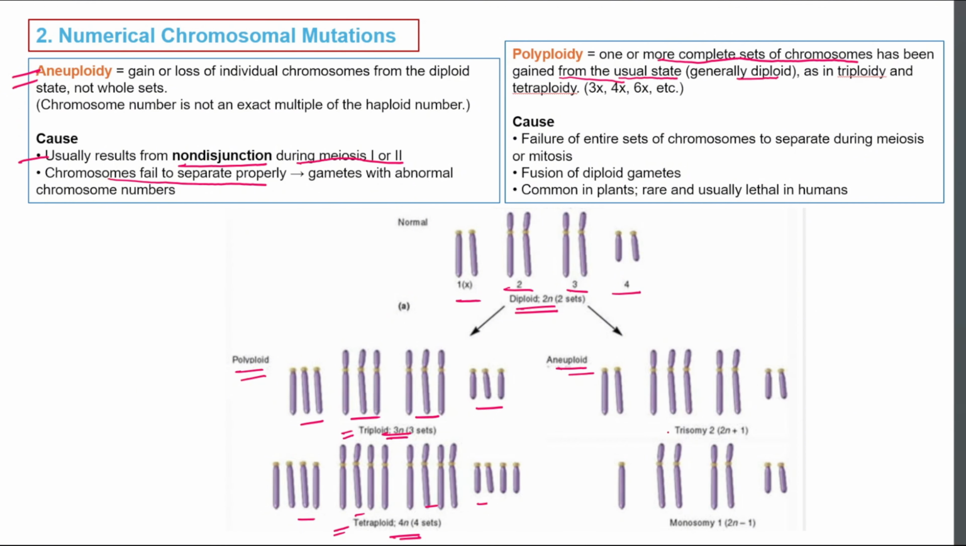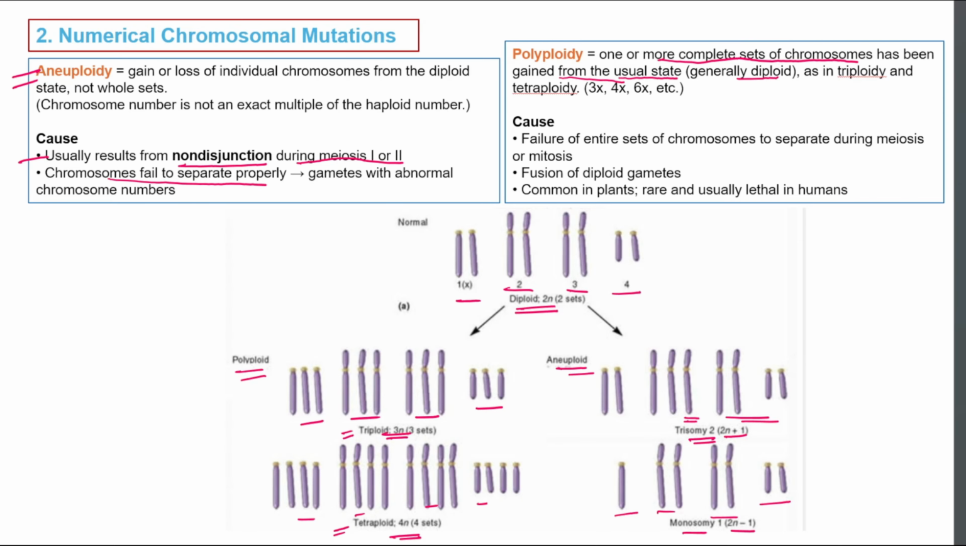But in aneuploidy, individual chromosomes are gained or lost. In trisomy 2, here is 2n plus 1. Trisomy 2 means chromosome 2 appears with one extra chromosome added to the pair. This is the one extra chromosome added to chromosome 2. That is called trisomy, 2n plus 1, but all other chromosomes are normal. Like monosomy, where it is 2n minus 1. In monosomy 1, one copy of chromosome 1 is missing. That is called monosomy, 2n minus 1, but the other chromosomes are normal. This is called aneuploidy, the gain or loss of individual chromosomes.